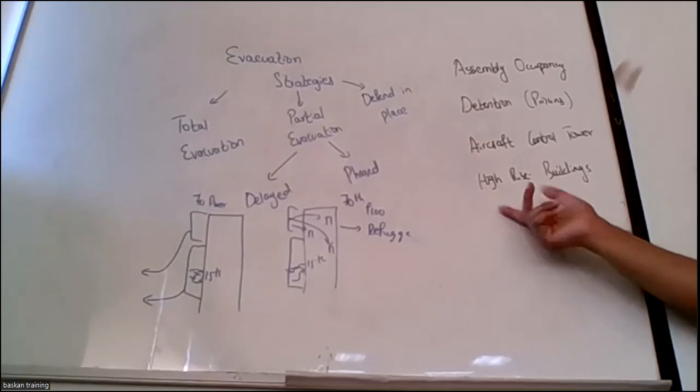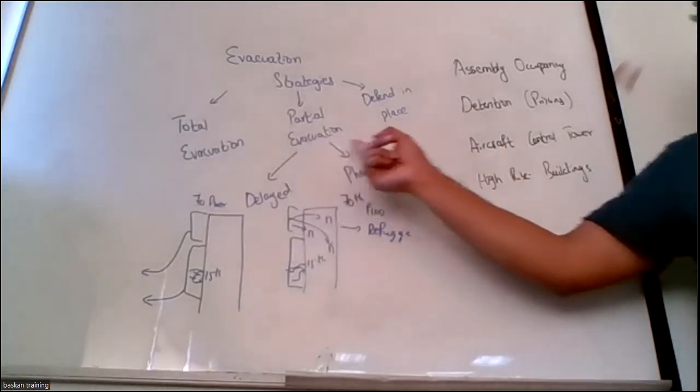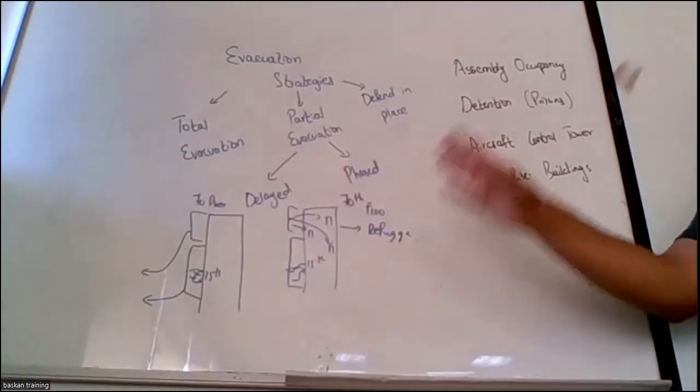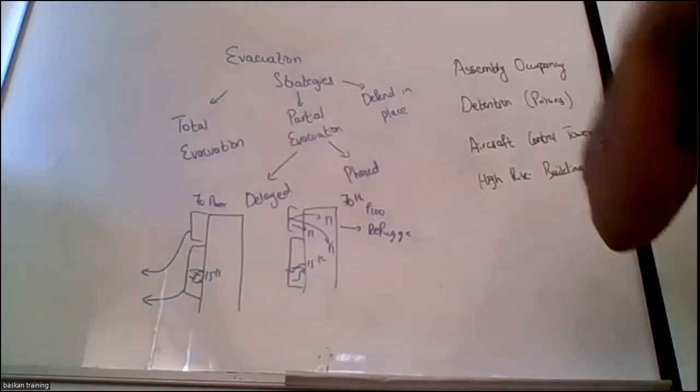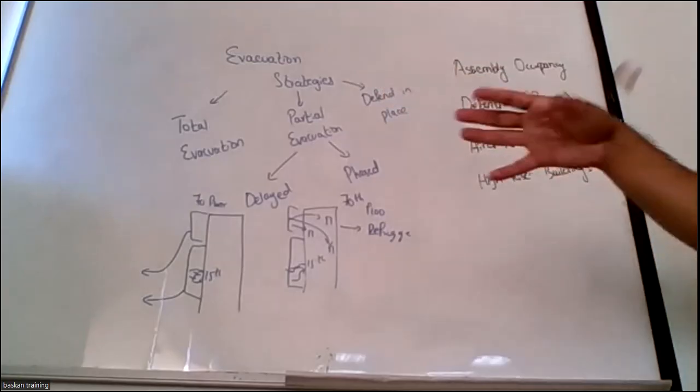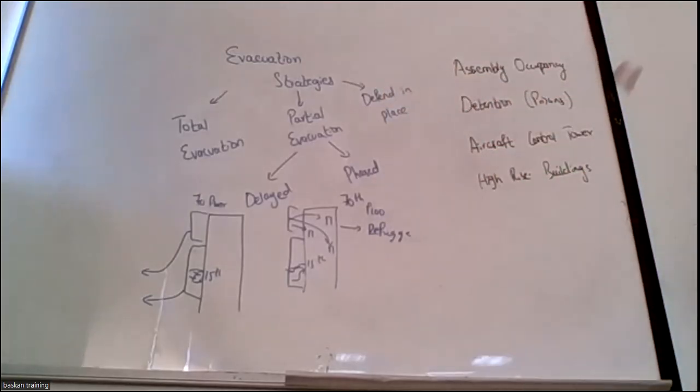So whenever we have high-rise buildings, we go for a partial evacuation. Whether it wants to go for phased or delayed will depend upon the construction element of the building. That is how we tend to utilize the evacuation strategies. We tend to see which type of occupancy requires what type of evacuation strategy. So three strategies, all three have different mechanisms in different occupancies. The criticality of the occupancy defines whether you want the people to evacuate or whether you don't want them to evacuate.